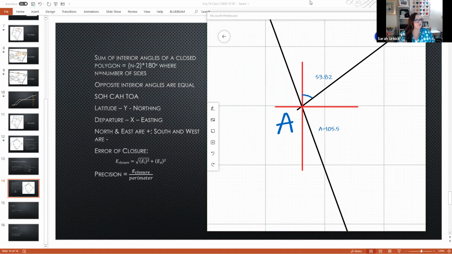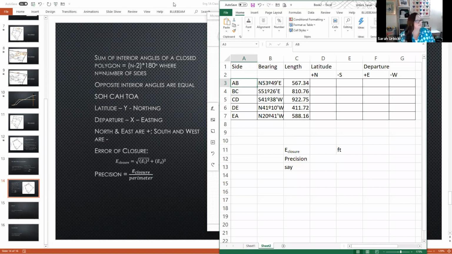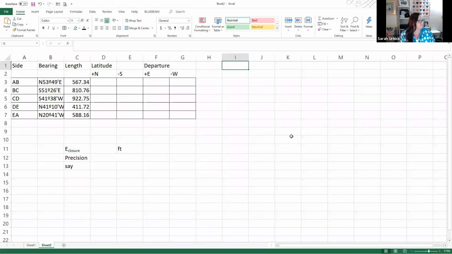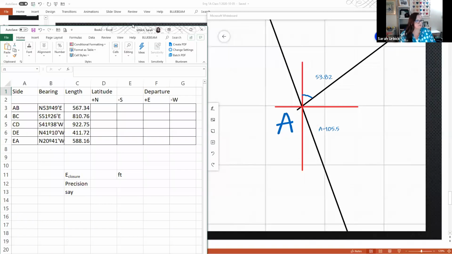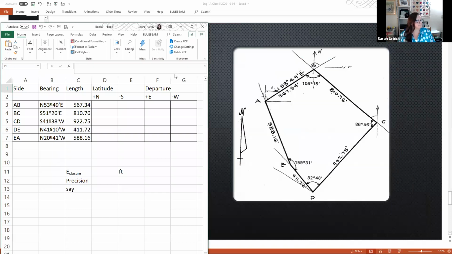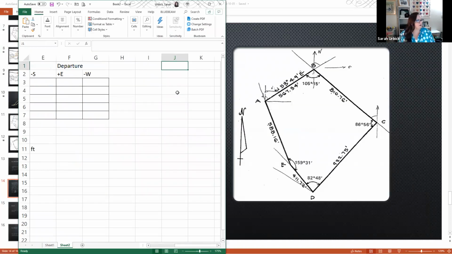Again, this is where my handy dandy friendly spreadsheet might come in handy. All right. So I'm just going to do whole degrees in one column. Oops, no, that's not what I want to do. Sorry. We've got the interior angles, right? Just going to grab a random column. 105 degrees, 15 minutes. 86 degrees, 56 minutes. 82 degrees, 48 minutes.